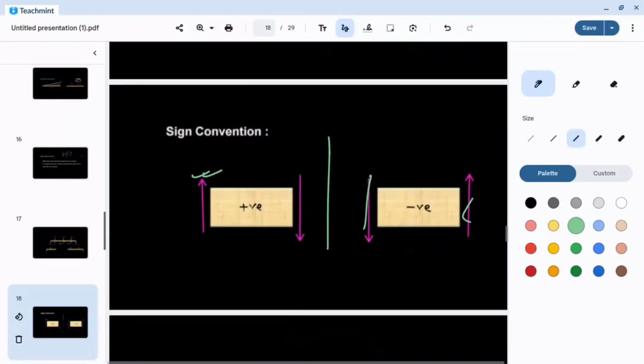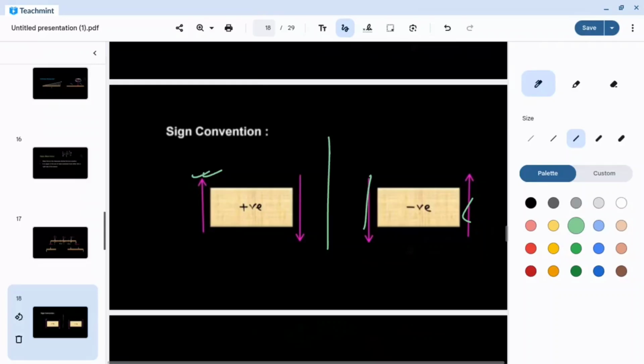SFD and BMD, we have to draw it, and see the section.